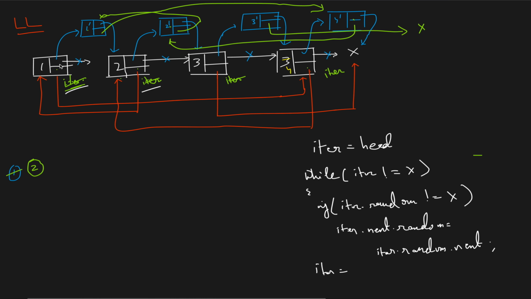That's 2 steps because the links go via this. So that's going to be iter dot next. So this is how the code for the part 2 is going to look like.